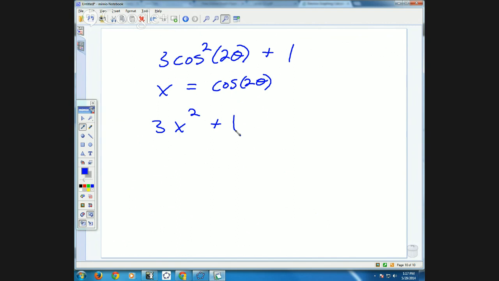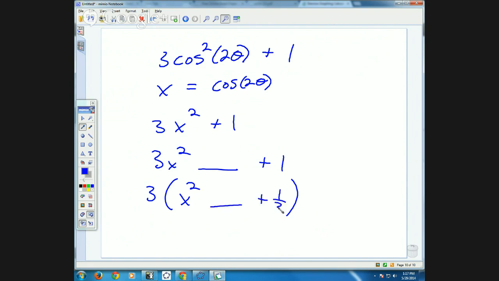Now completing the square means I want to rewrite it as 3x squared, some middle term, plus 1. To find the middle term, you have to have a 1x squared out front, and I have a 3. So I have to factor that 3 out. So that's going to give me x squared, blank, plus 1/3. Oh no, there's no middle term, which means I can't complete the square. Darn, it was a good idea though.